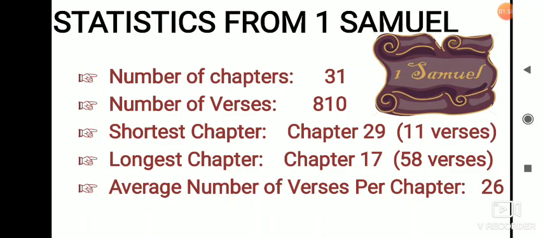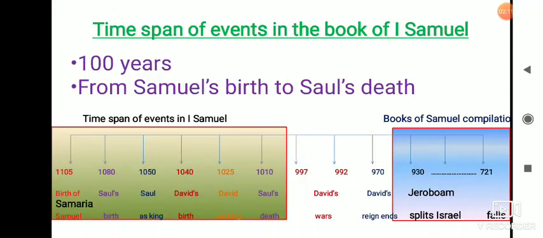Statistics from 1 Samuel. There are 31 chapters and 810 verses. The shortest chapter is chapter 29 with 11 verses, and the longest chapter is chapter 17 with 58 verses. The average number of verses per chapter is 26.